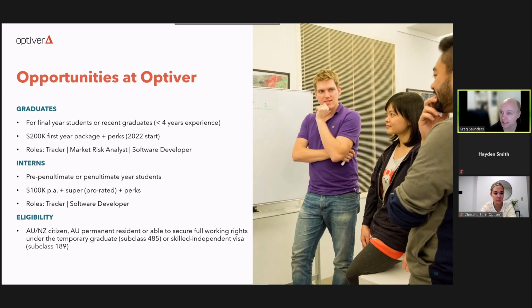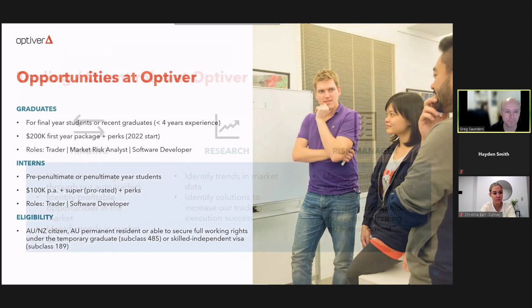In terms of eligibility, you must be an Australian or New Zealand citizen, or an Australian permanent resident, or someone who is able to secure working rights through the temporary graduate or skilled independent visa programs. So if you're one of those eligible people, I encourage you to go to our website and apply.